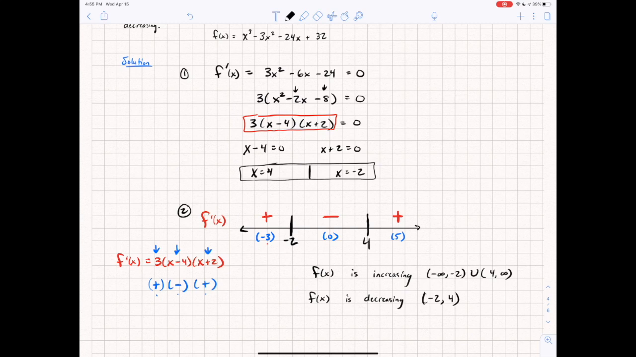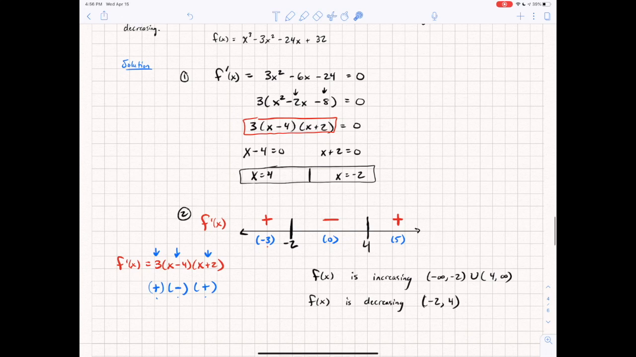Now notice I'm not using brackets here for these intervals, because at these values, again, the derivative is 0. It's neither positive nor negative, so it's not increasing or decreasing at those moments. So it's always going to be parentheses around those points, and we're looking at all the values in between.